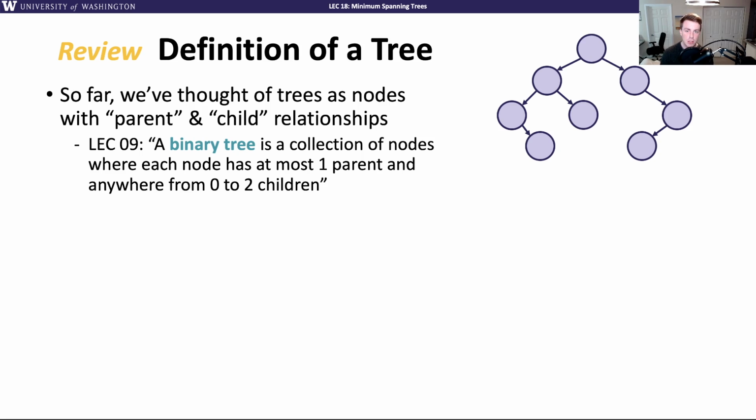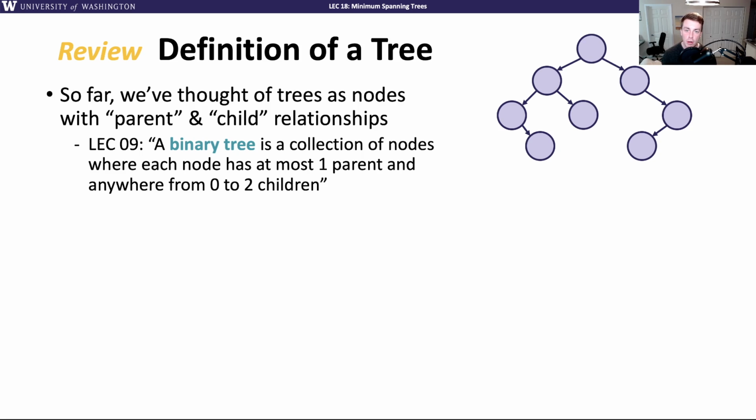So if we think back to what we've seen before in this course, I talked about this idea of a tree. And so far, I've always told you trees are like node structures with parent-child relationships. So I said, for example, in lecture 9, a binary tree is a collection of nodes where each node has at most one parent and anywhere between 0 and 2 children. And then I told you about the idea of a trinary tree or a quadary tree. And I even for B trees talked about M-ary trees. And each one had to have its own special definition for the number of children it had.